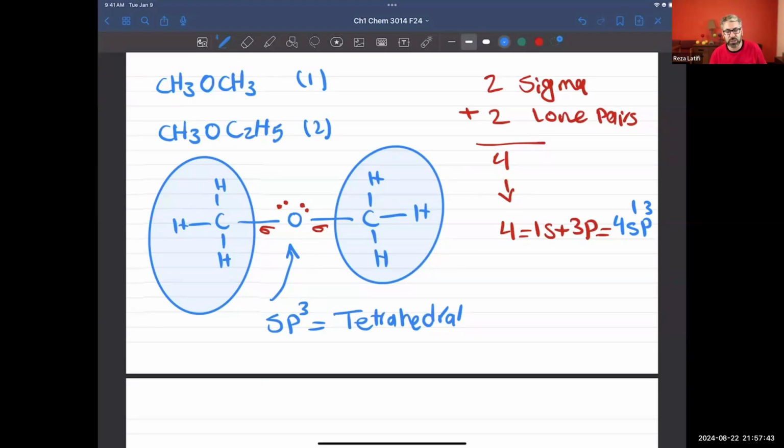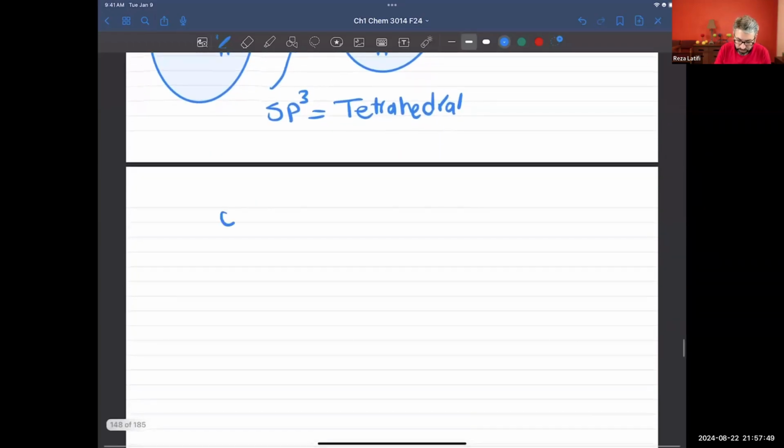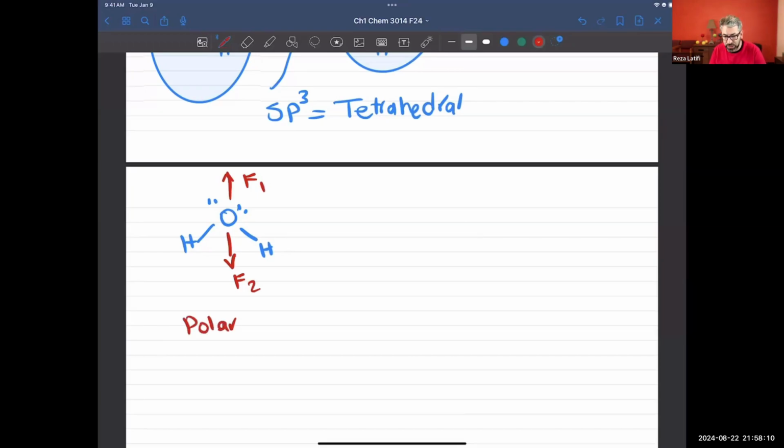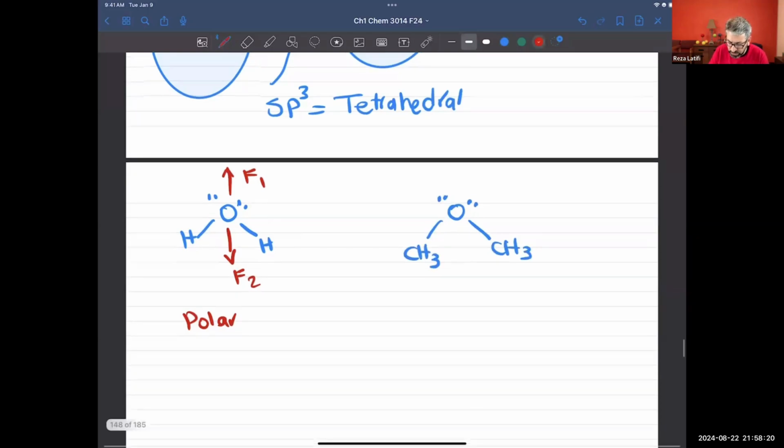So I have 2 non-identical elements attached to each other. Am I going to have a polar molecule? Is this one polar? Yes, that one is polar because I can cancel the force of the lone pairs by the force of the hydrogen atoms. That molecule will be polar. And if that one is polar, then this one will be polar too, because you cannot cancel the force of the lone pairs. For sure it will be polar.